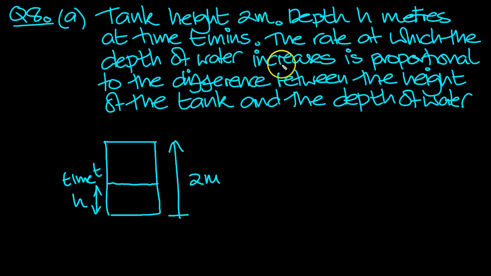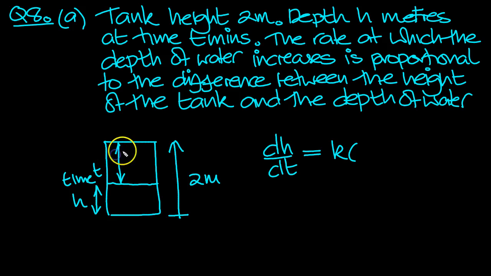The rate at which the depth of water increases, the rate of increase of depth, so dh/dt, is proportional, so equals k times the difference between the height of the tank and the depth of water. So that is that length there, which is 2 minus h, isn't it? That difference, take away that, so it's 2 minus h.